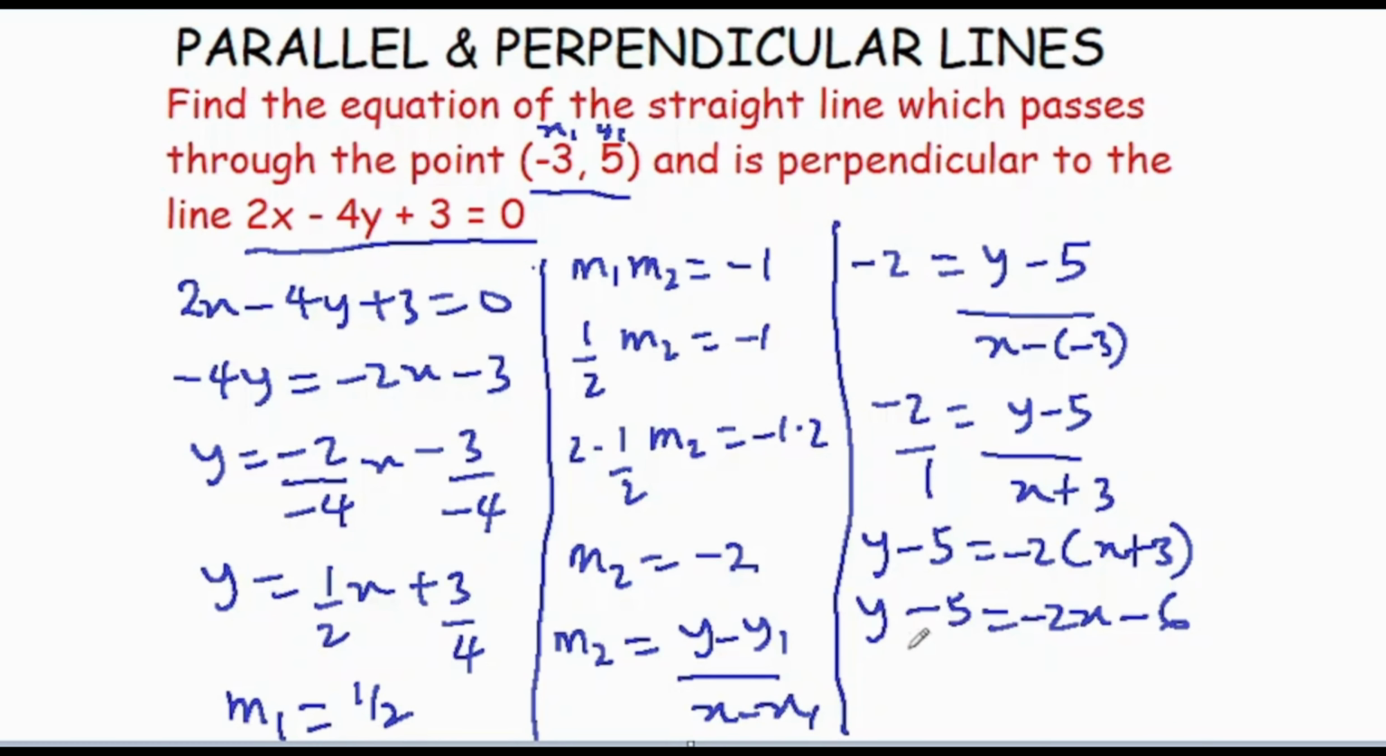So let's put it in slope intercept form. So y equals negative 2x minus 6 plus 5. And our final answer will be y equals negative 2x minus 1.